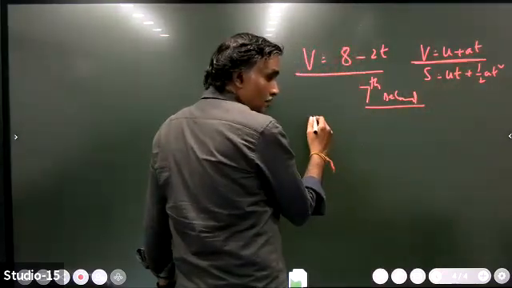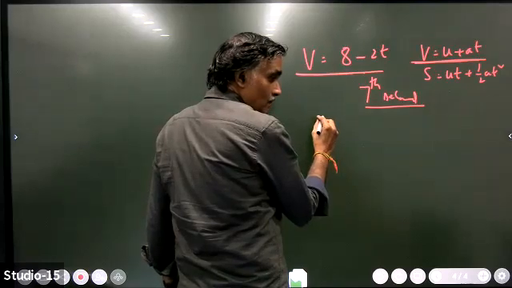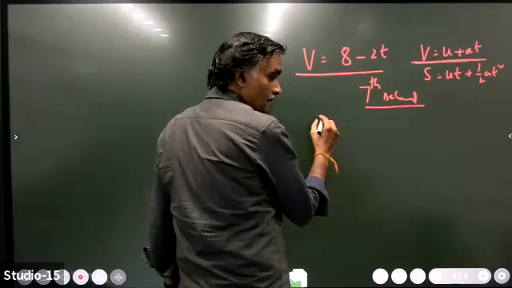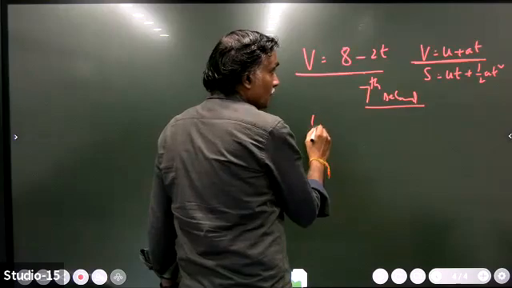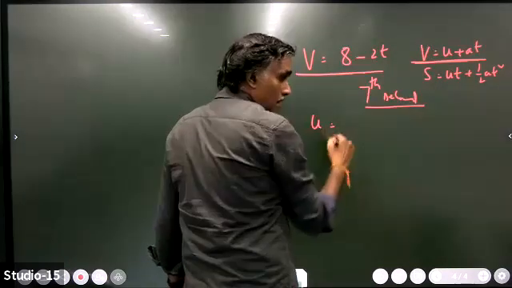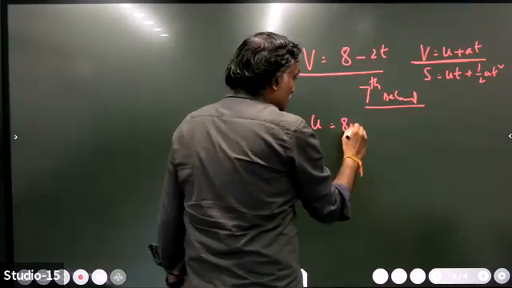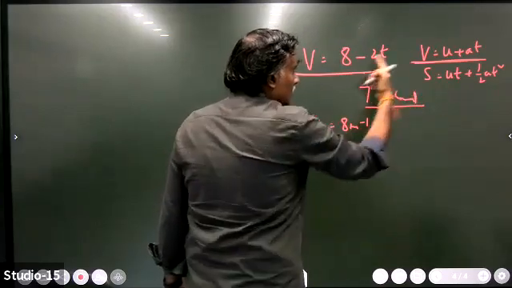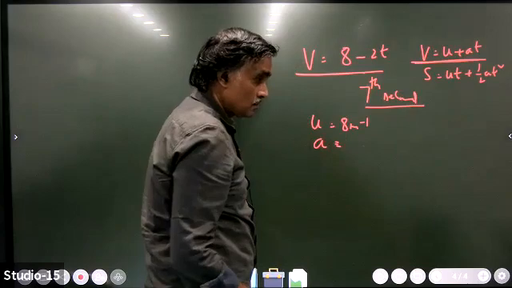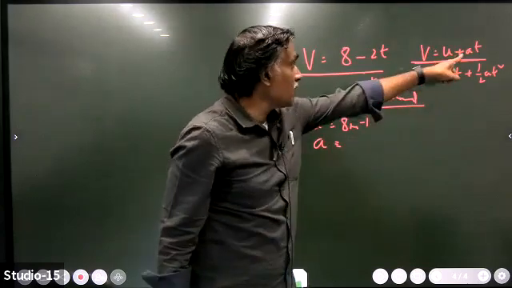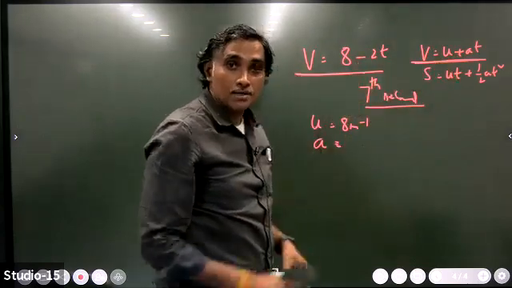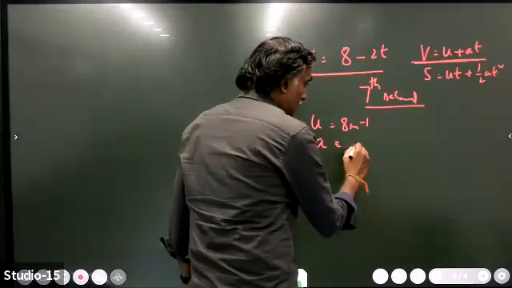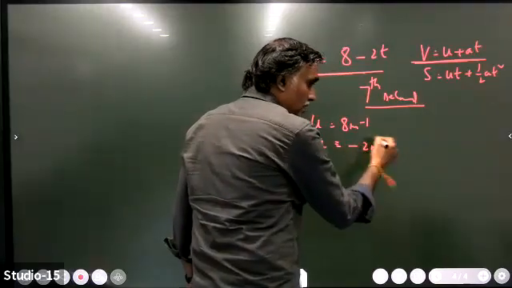Can anybody tell now? What is u? 8. That's correct. And what is a? Minus 2. This is plus a, okay? Minus 2. So what is a? Minus 2. Did you follow this, all of you?